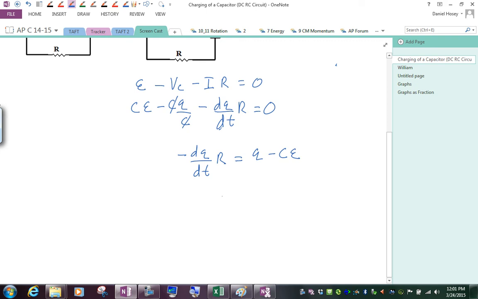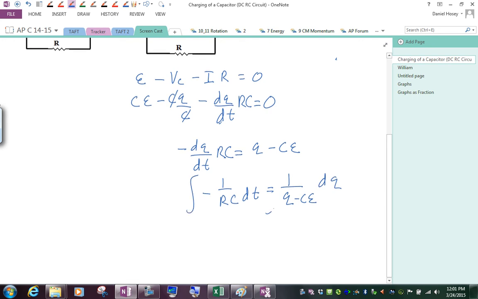So you wind up with minus, whoops, forgot to put the C there. You wind up with minus 1 over RC dt equals, now I have to bring the q minus CE over to the dq side, which is going to give us 1 over q minus CE dq. We have to integrate both sides.